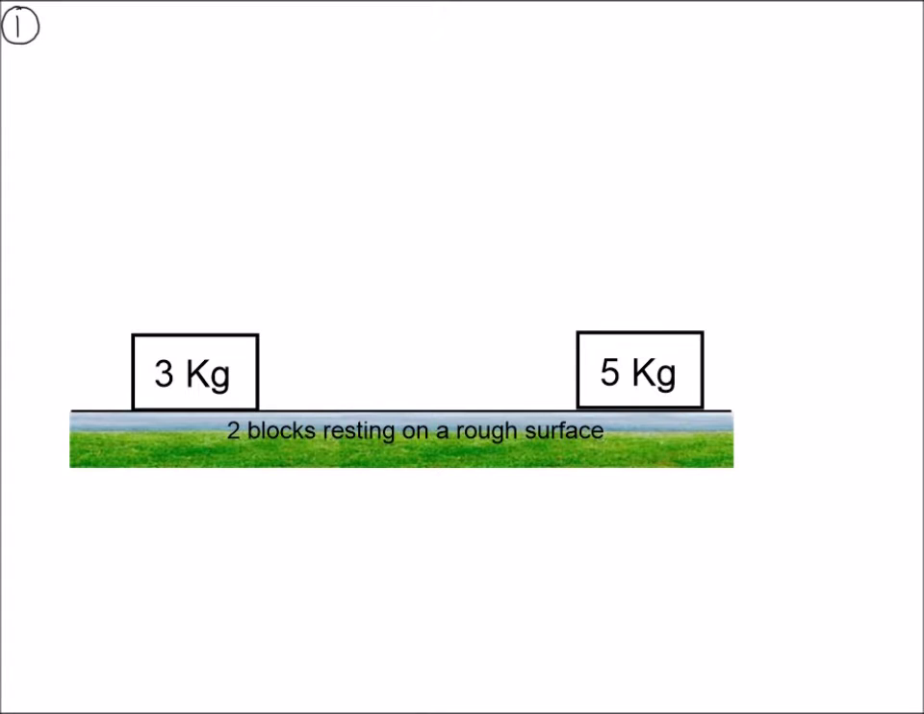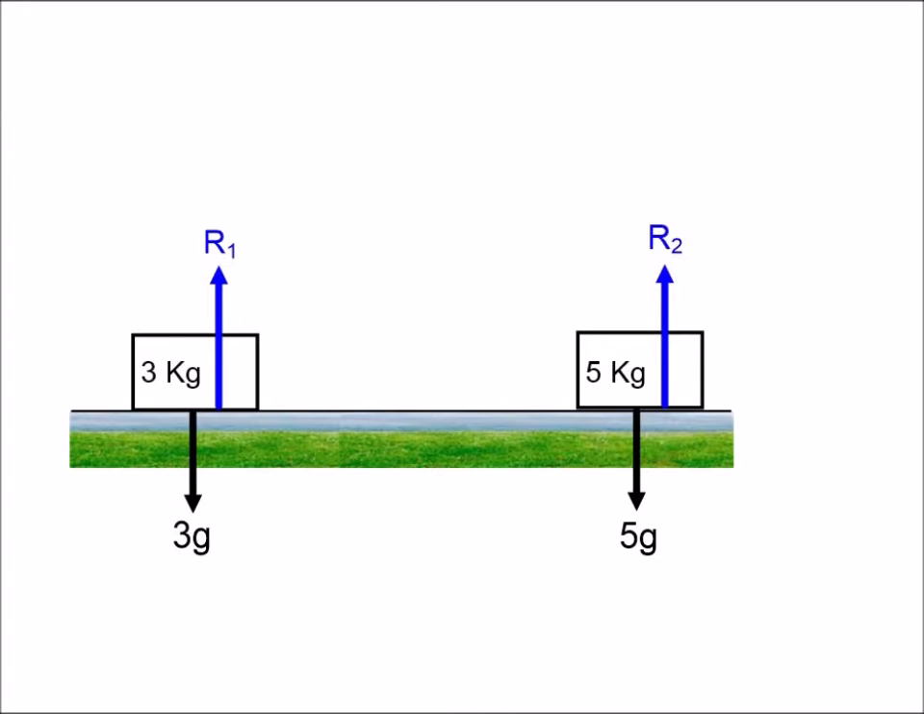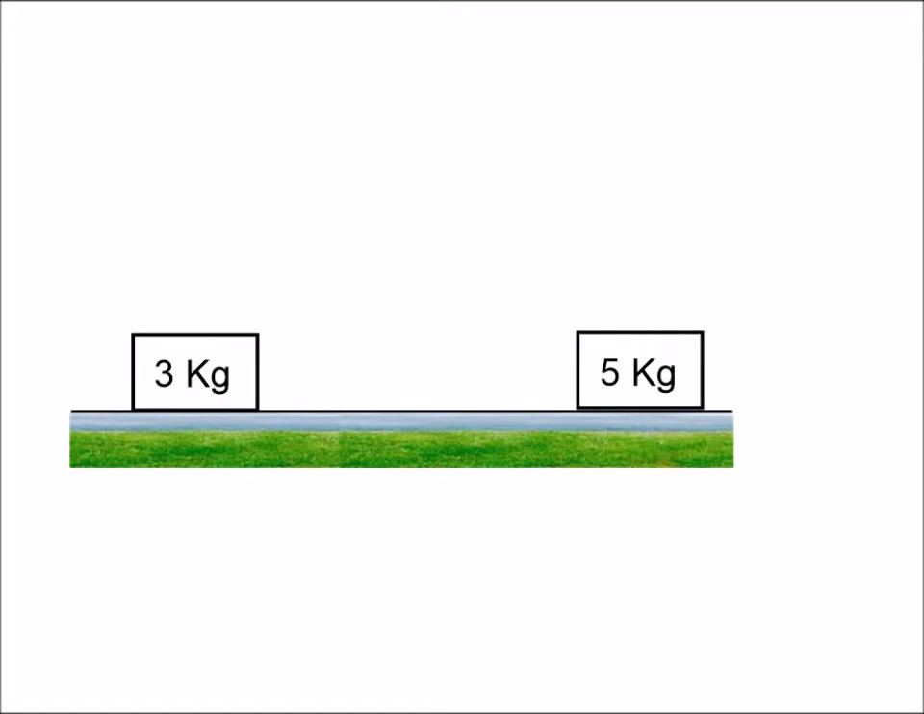Example 1. So we have a rough surface with two blocks, 3 kilograms and 5 kilograms, and if we look at their normal reaction forces, we can see that R1 is equal to 3g and R2 is equal to 5g. There's no acceleration vertically, the forces are balanced, so we're going to ignore these forces. Okay, so back to the blocks.